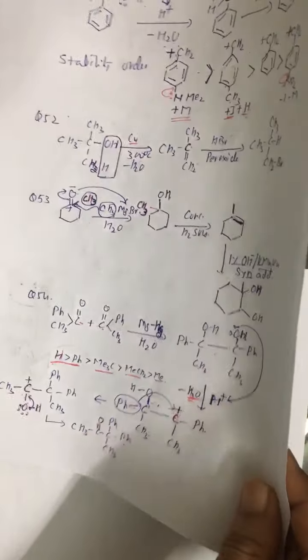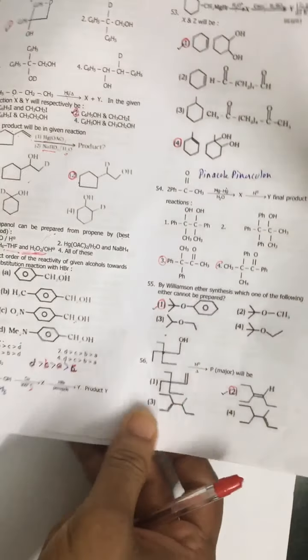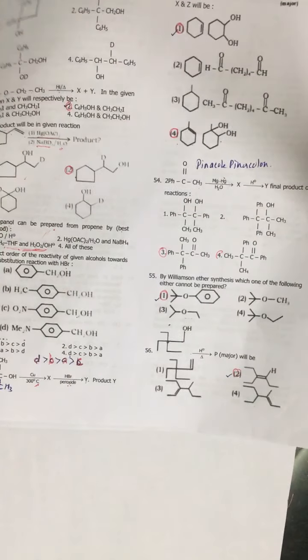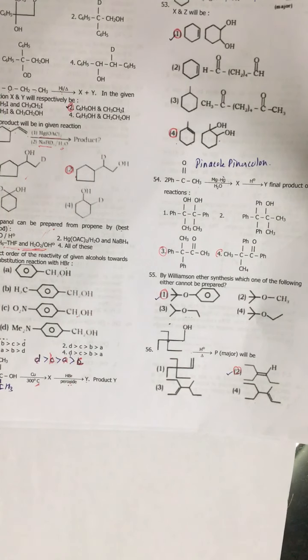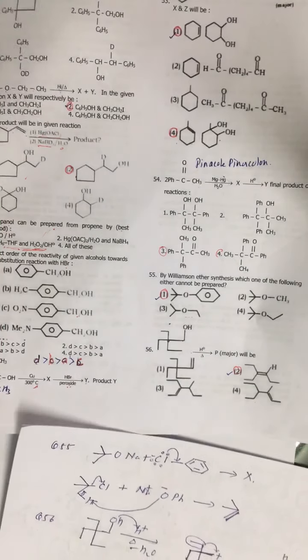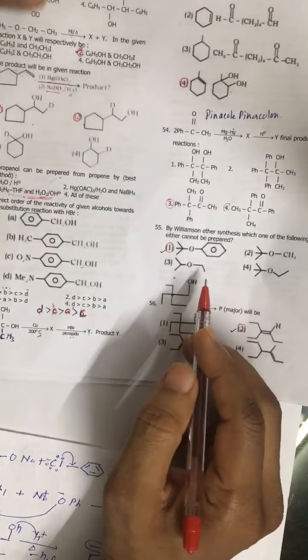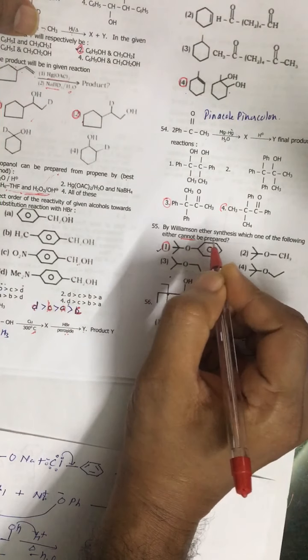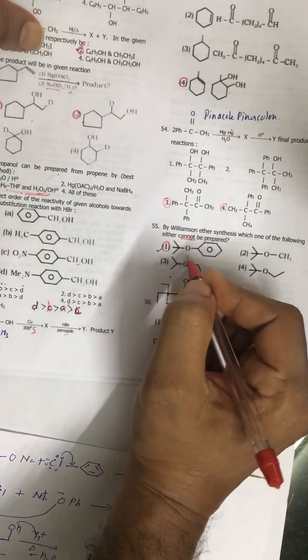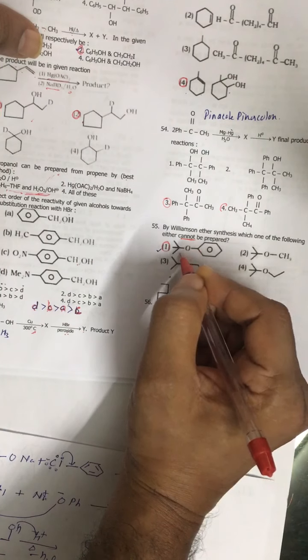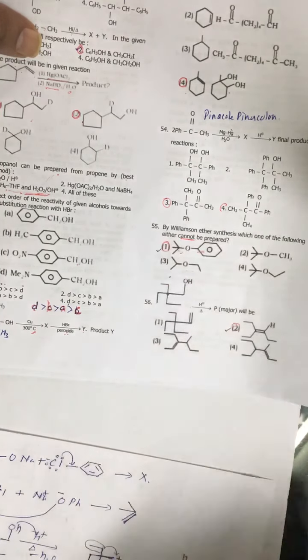All right. So now look at the next question. Look at question number 55. We are given some ethers, and the question is which cannot be prepared by Williamson synthesis. Which ether cannot be prepared is the question.